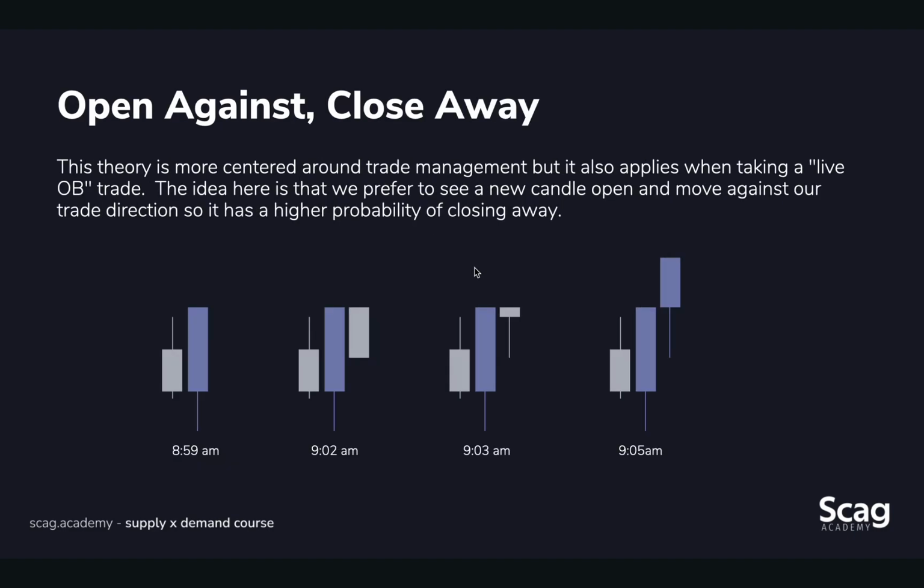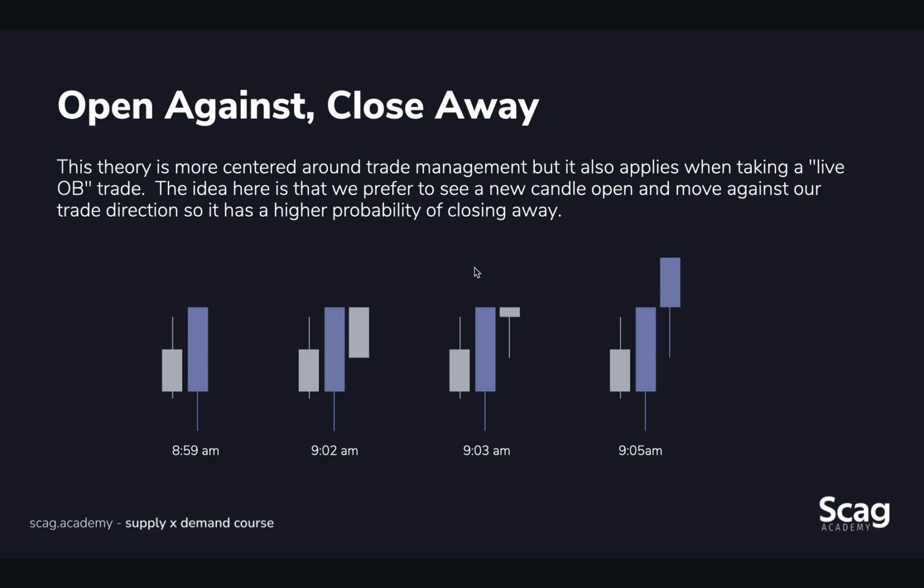This is something that I use a lot personally, especially with trade management or executing, as you're going to see on live OBs. It's called open against, close away. This theory is more centered around trade management, but it also applies when taking a live OB trade, which we discussed in the order block lesson, so go back if you need a quick refresher. The idea is that we prefer to see a new candle open and move against our trade direction, so it has a higher probability of closing away.